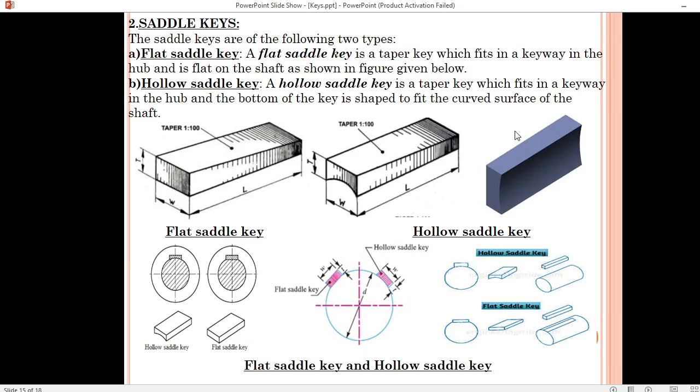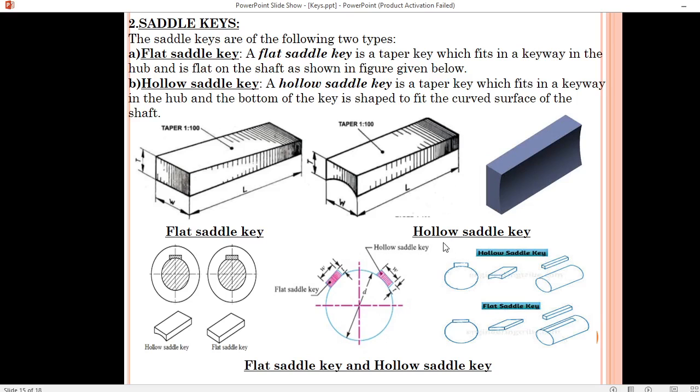Okay, next hollow saddle key is also tapered and fits in the keyway or in the hub, and the bottom of the key is shaped to fit the curved surface of the shaft. So this bottom part is curved, in an arc-like section. So here you can see this is having an arc-like shape in the front part, and this is used because it can fit on the curved surface.